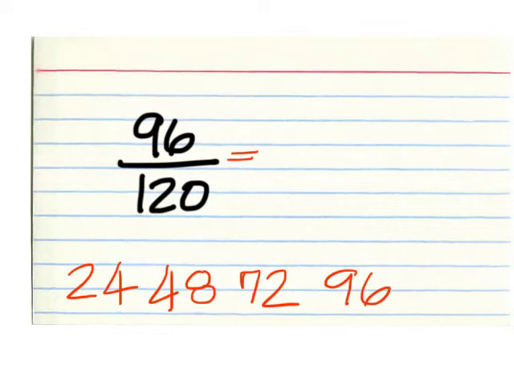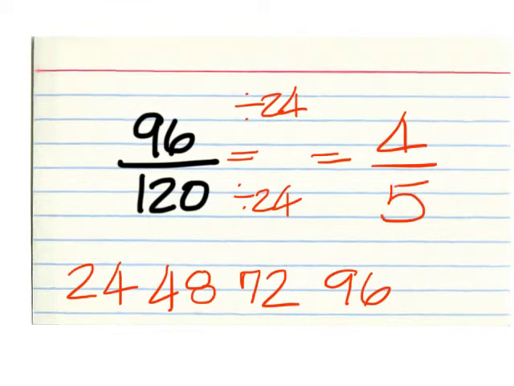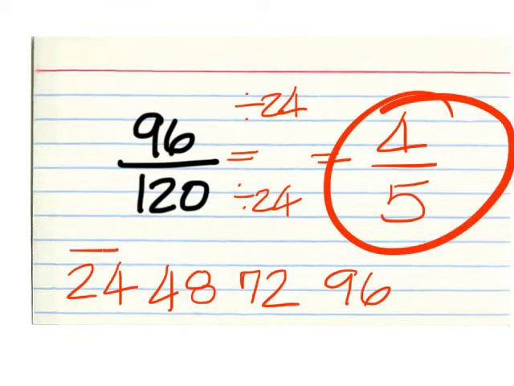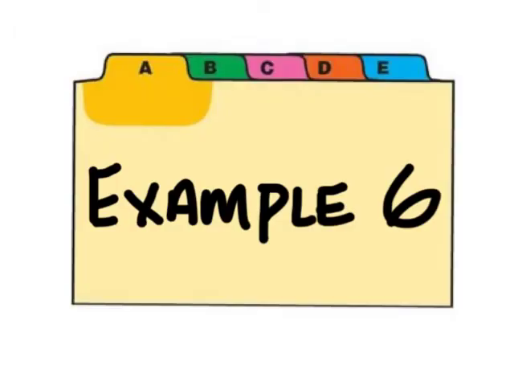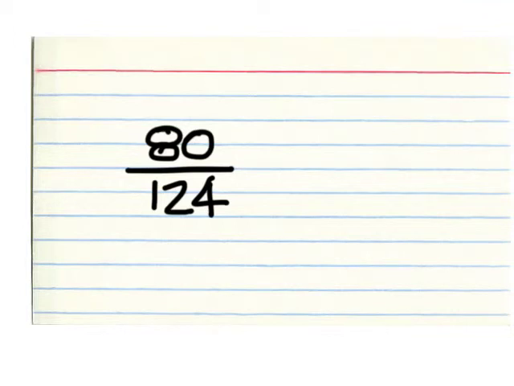96, yes. So we know that 24 will go into 96. How many hours would be 5 days if I add another 24 to 96? 120. So if we divide by 24 on both of these, then you end up with 4 over 5. Remember the hours in a day and multiple days, and it can help you on some of these problems.